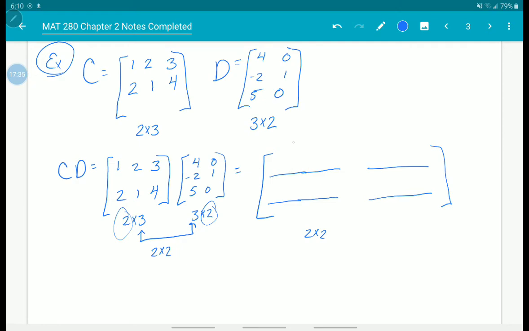So I need first row, first column. We're going to have 1 times 4 plus 2 times negative 2 plus 3 times 5. So 4 minus 4 plus 15 is 15. And now I need this entry, which is in the first row, second column. So I have to use first row, second column. So we're going to have 1 times 0 plus 2 times 1 plus 3 times 0, which is just 2.